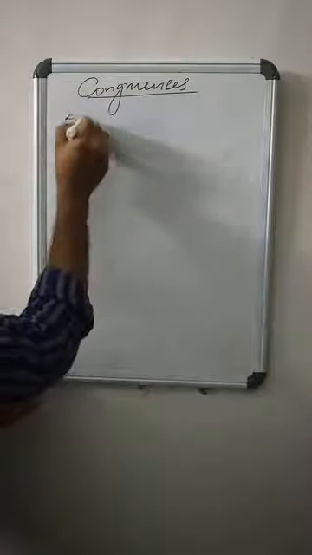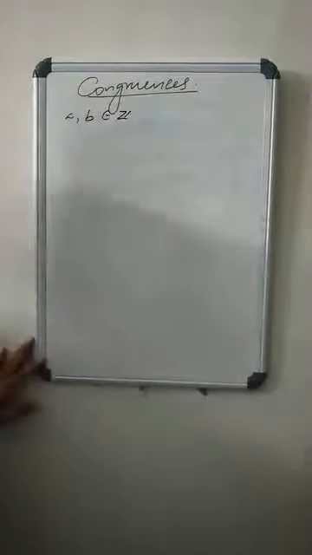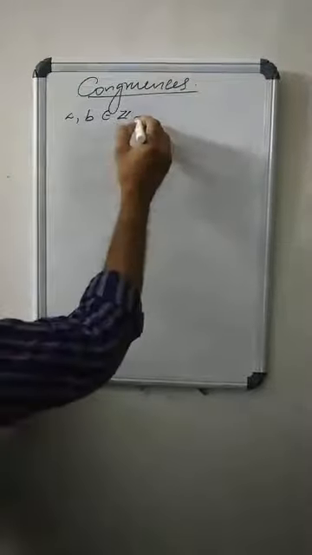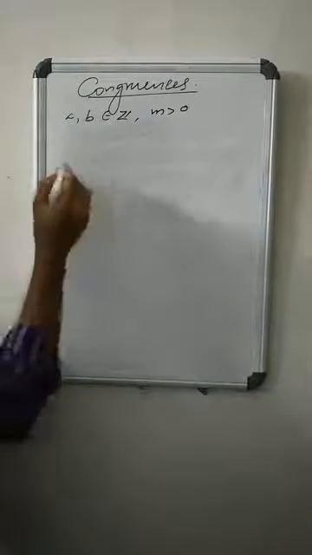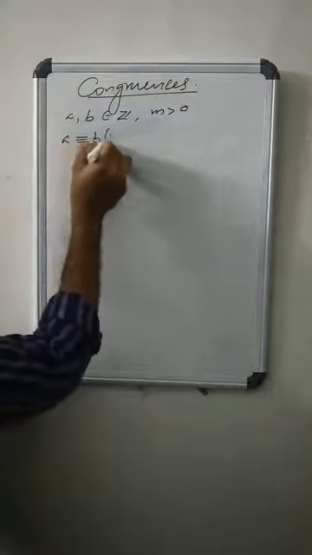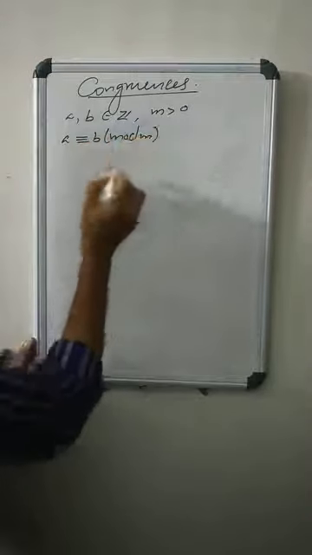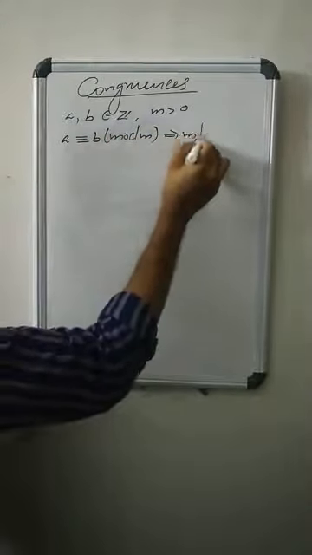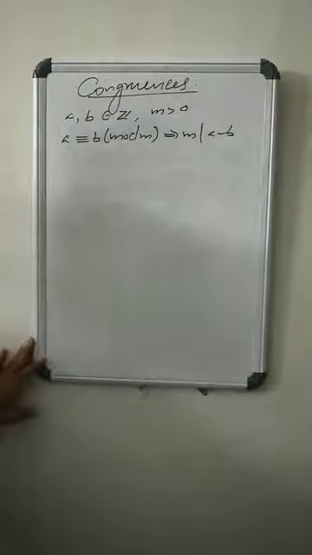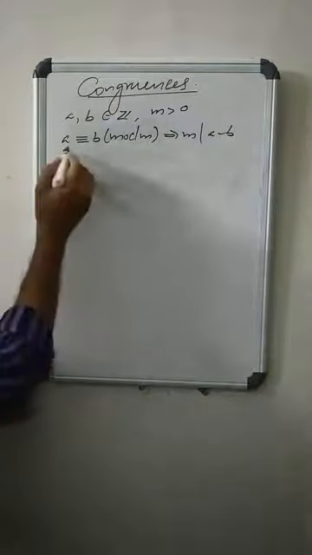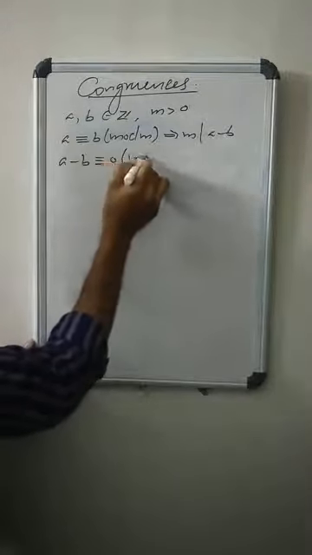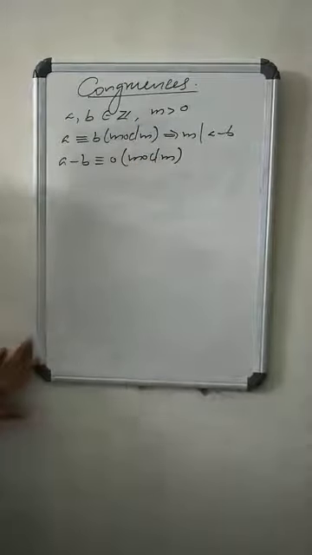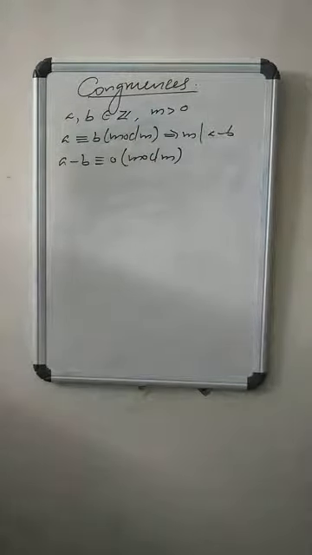for any two integers a and b, with m a positive integer, m greater than 0, a is congruent to b mod m. A congruent to b mod m means m divides a minus b, or a minus b is congruent to 0 mod m. So this is the definition of congruence.